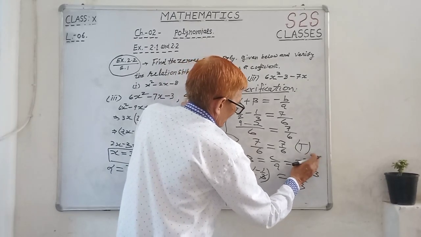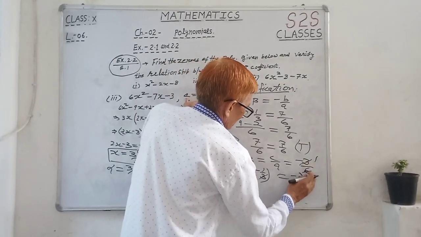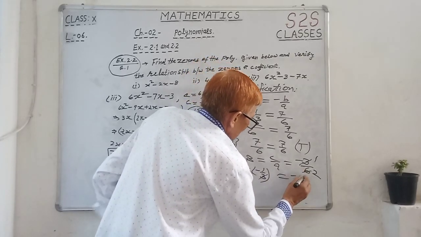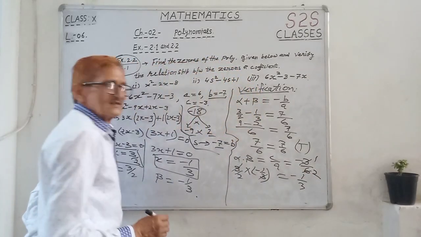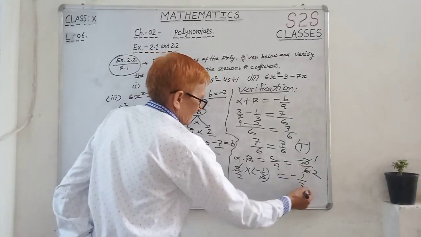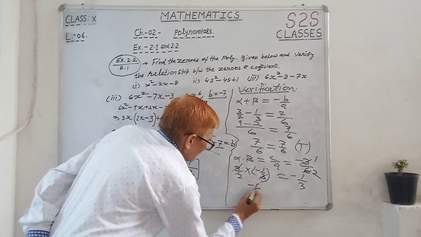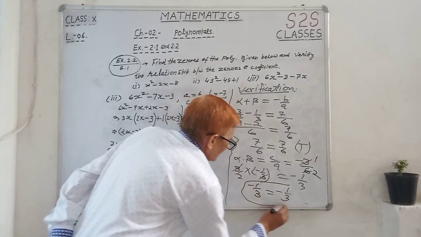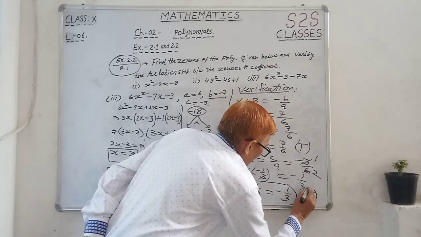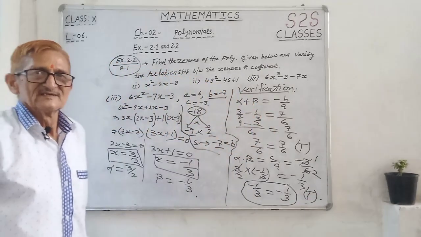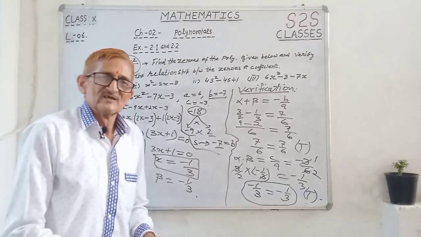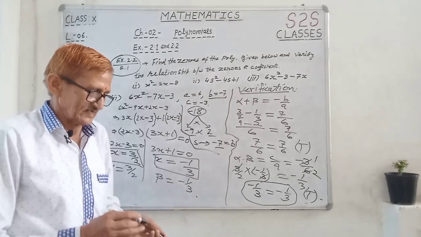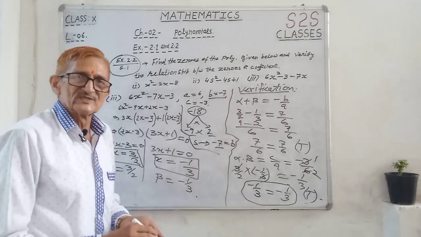So 3 1s are 3, 3 2s are 6. The mistake was there in this. Now this minus 1 by 3, this is also minus 1 by 3, is equal to minus 1 by 3. True. Hence verified. Hence verified. Okay, so be careful how we are finding the zeros of a quadratic polynomial by the factorization method. So these are the parts of this.